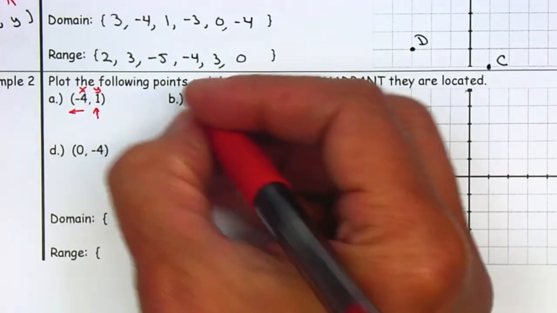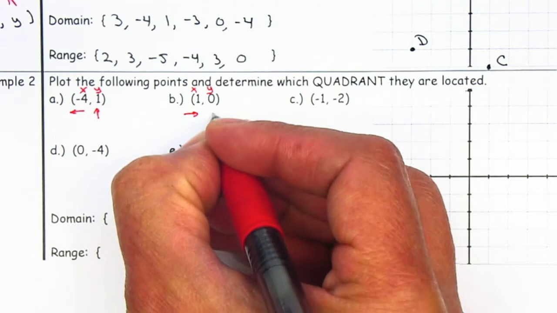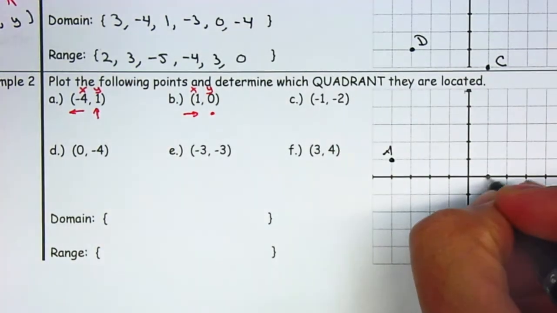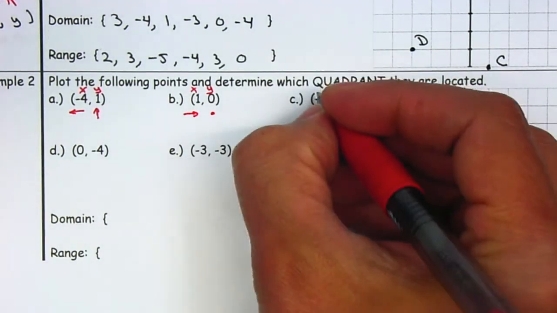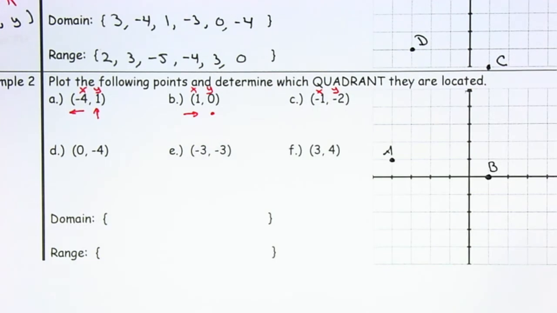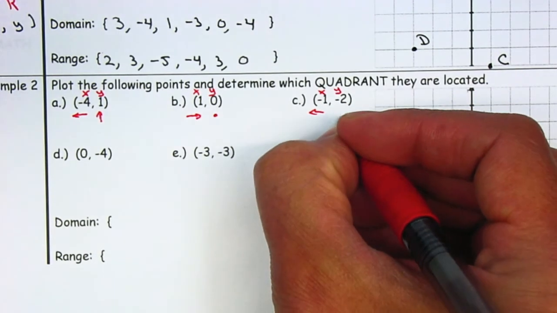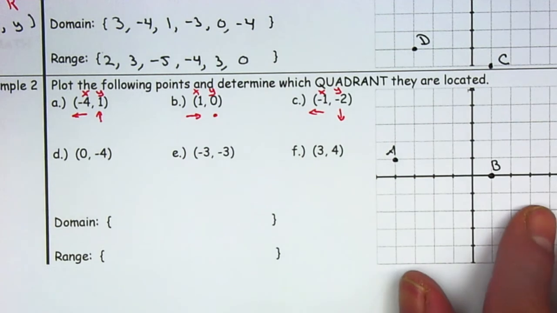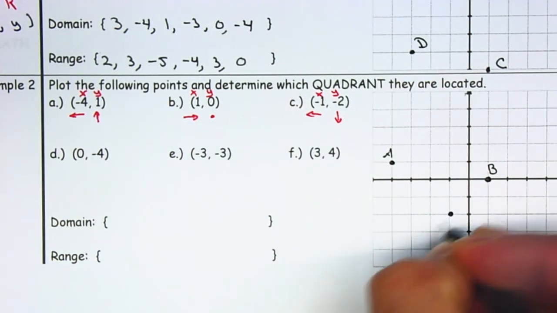Letter B, x, y, positive, so to the right 1, and then I'm going to stay there. So I'll be to the right 1, and I'm going to stay there. That'll be letter B. Letter C, x, y. And it's a -1, so that means I'm going to go to the left 1. It's a -2, I'm going to go down 2. So I'm going to go to the left 1 and down 2, and that'll be letter C.